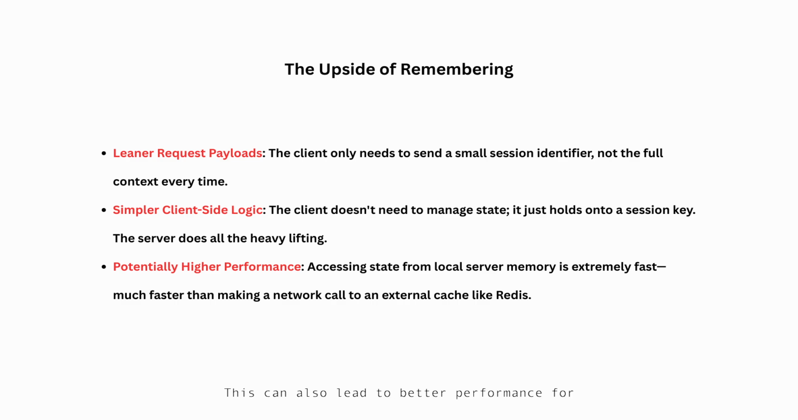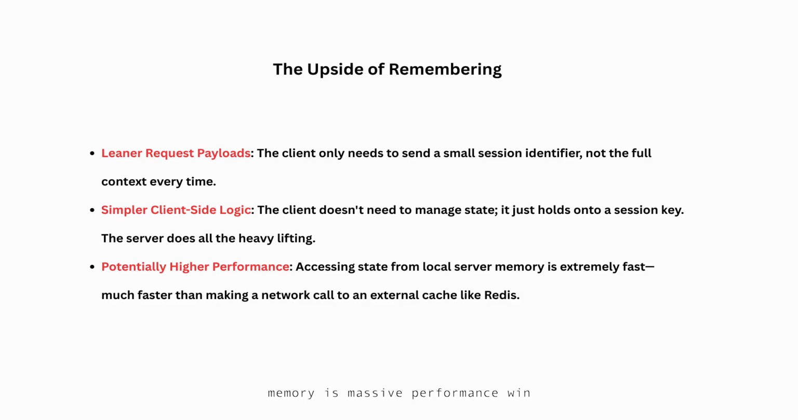This can also lead to better performance for certain workloads. Reading from the server's local RAM is one of the fastest operations you can do. It's orders of magnitude faster than a network round trip to an external DB or a Redis cluster. For applications that require extremely low latency, like a real-time multiplayer game server tracking players' positions, keeping the state in memory is a massive performance win.